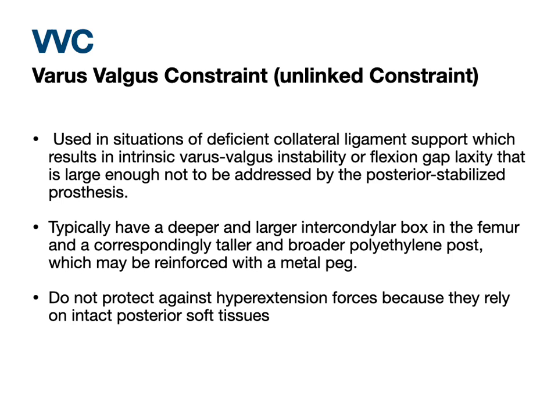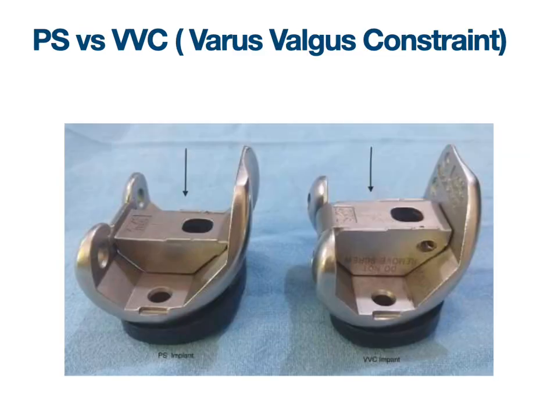We must remember that they do not protect against hyperextension force because they rely on intact posterior soft tissues. So, in the cases where there is hyperextension, the varus-valgus constraint is unlikely to be of benefit. You can see from this picture that there is clearly a larger and broader box.